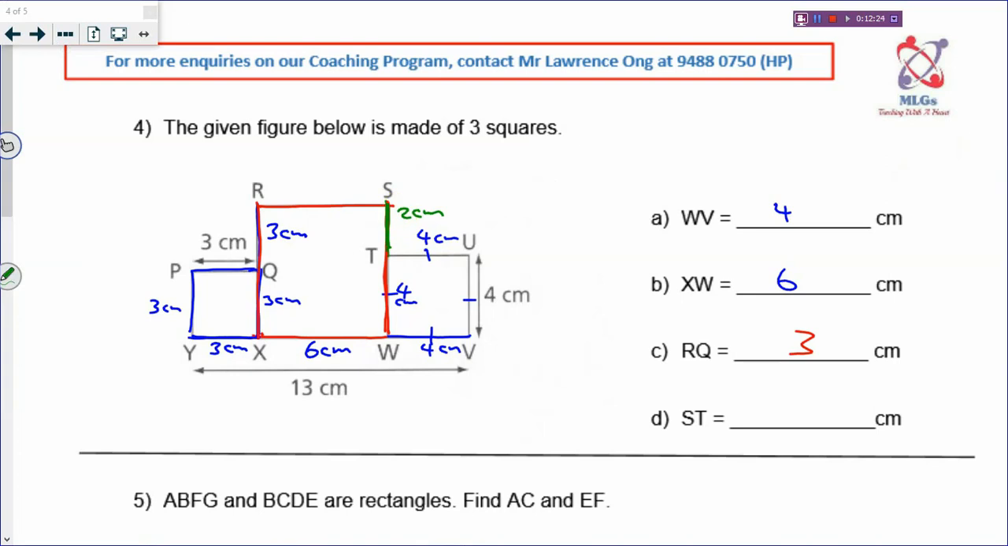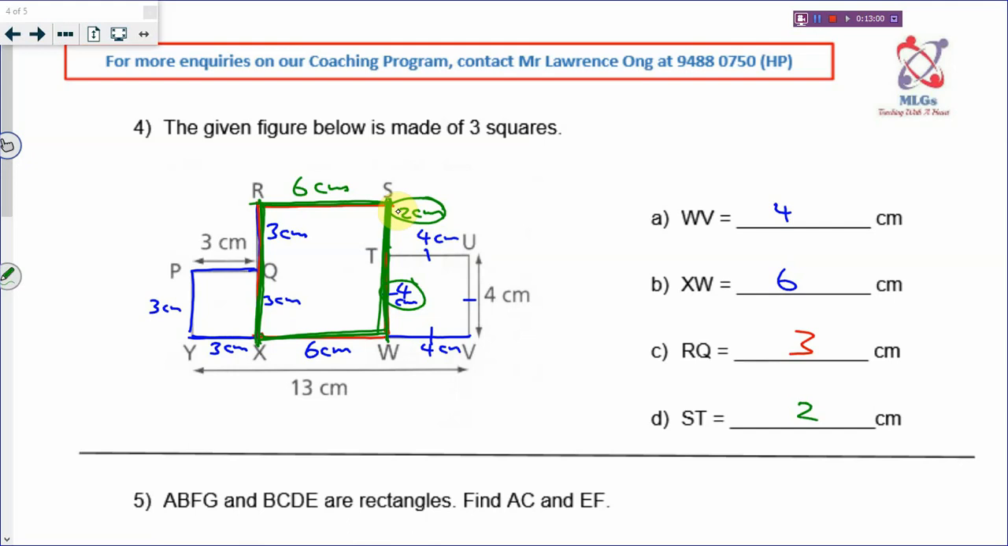So ST plus your TW, that will be 4, added together will be 6. And that will be the side of the bigger square. So every side of the bigger square will be how long? Will be 6 cm. So that's why you have 2 plus 4, that's how you get 6, and 3 plus 3 also 6. So your ST answer is 2 cm. It's quite fun to find the unknown side. It's actually quite fun. It's like looking for treasure.